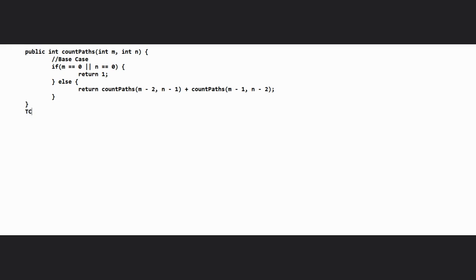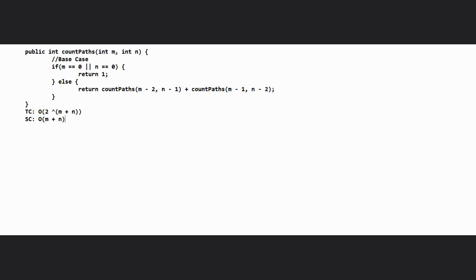And what is the time complexity of this solution? It's exponential, 2 raised to m plus n. And the space complexity is the recursive call stack, which is m plus n. The recursive call stack size is m plus n.